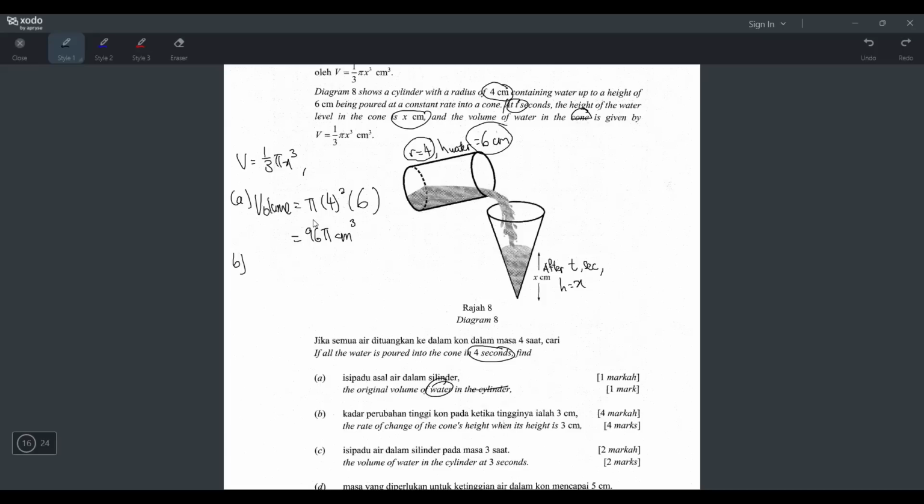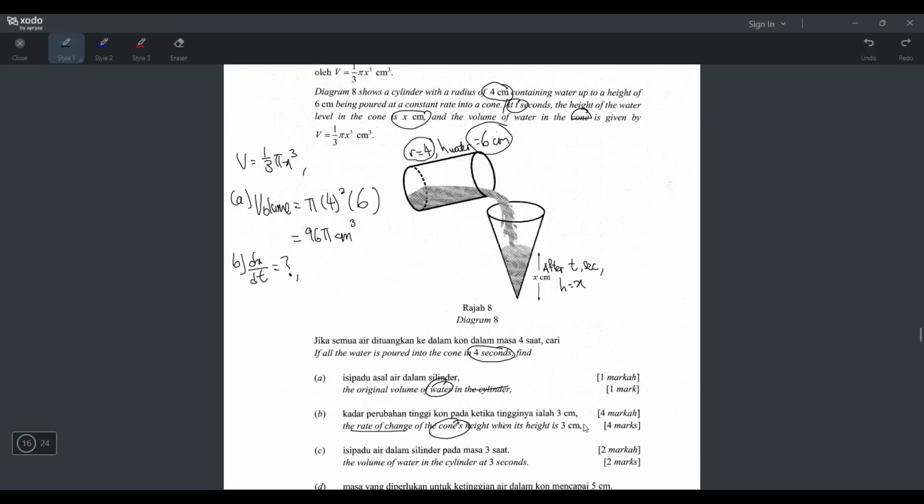Okay, question B. It asks us to find the rate of change of the cone's height when its height is 3 cm. The height of the cone, they use x to represent, right? So the rate of change of the cone's height will be dx over dt. Rate must be over dt. When you see the word rate, it must be over dt. But if it says rate of the cone's height, then it's dx over dt, because x represents the cone's height. So we want to find dx over dt.